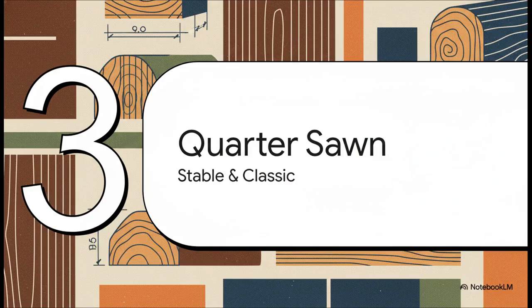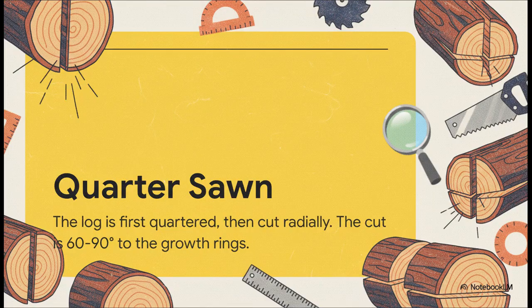Okay, next up, we've got quarter sawn. With this method, you're sacrificing a little bit of efficiency to get a whole lot more stability and a much more refined, classic look. You know, the name really gives it away. The log is literally sawn into four quarters to start. Then, each of those quarters gets turned and sawn perpendicular to the growth rings. So the cuts are kind of radiating out from the center of the log. And this completely changes the game. The blade's angle to the growth rings is now between 60 and 90 degrees.